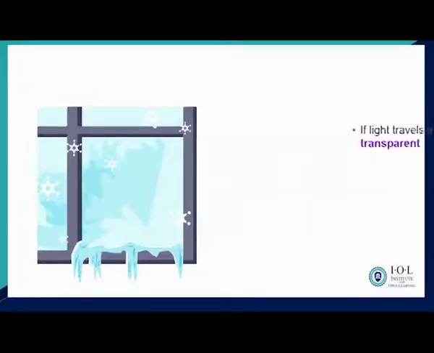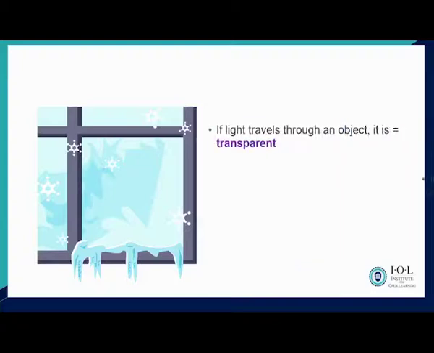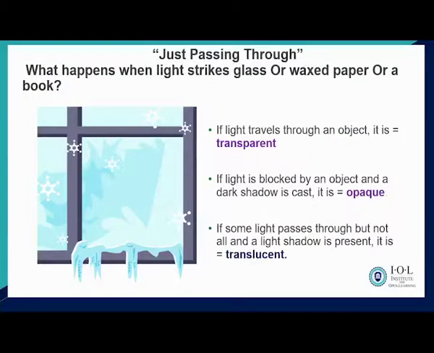There are now different mediums through which light should pass, just passing through an object. So what happens when light strikes a glass, or waxed paper, or a book? Those are some of the objects through which light either has to pass.